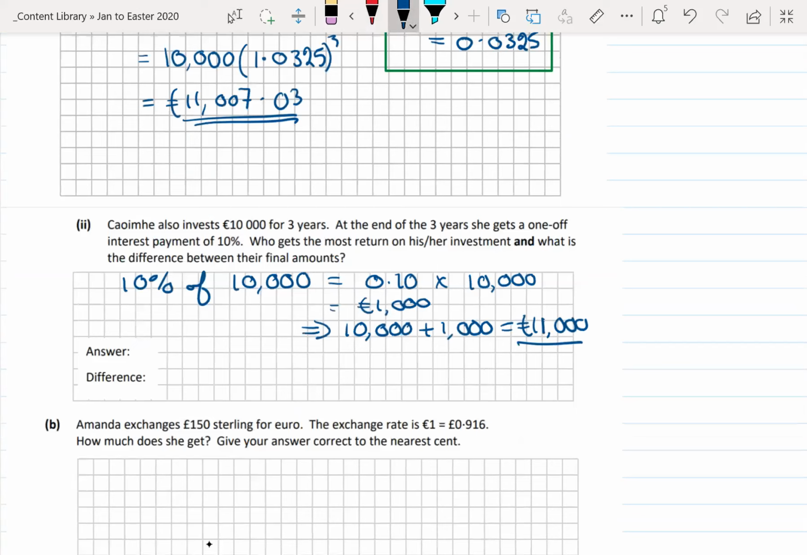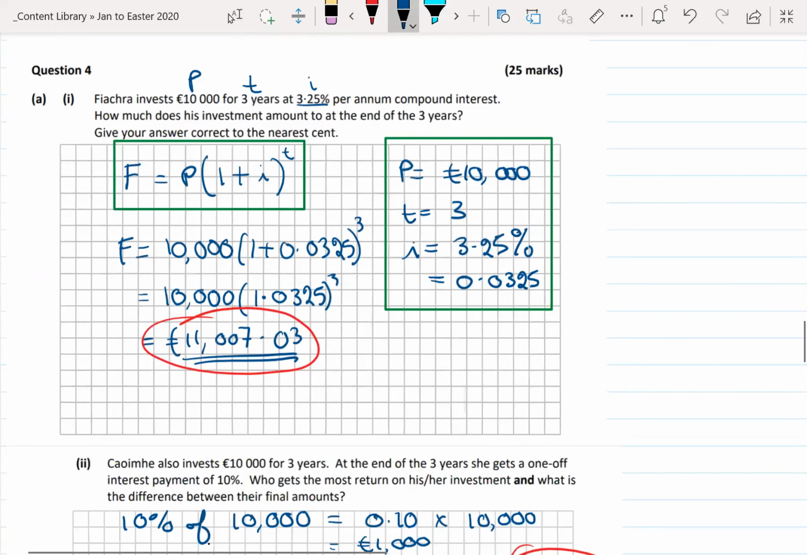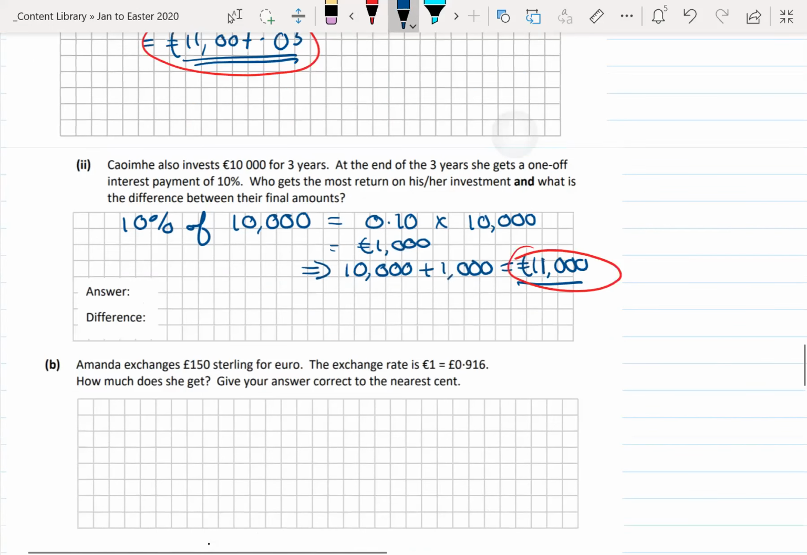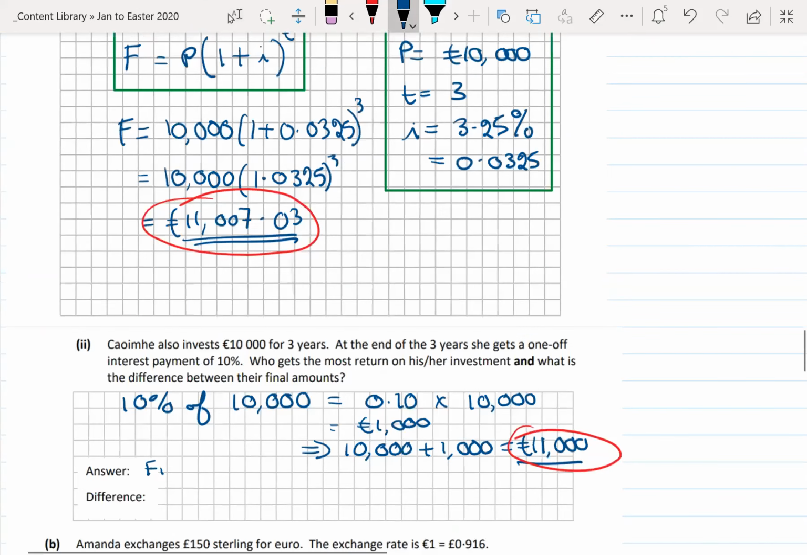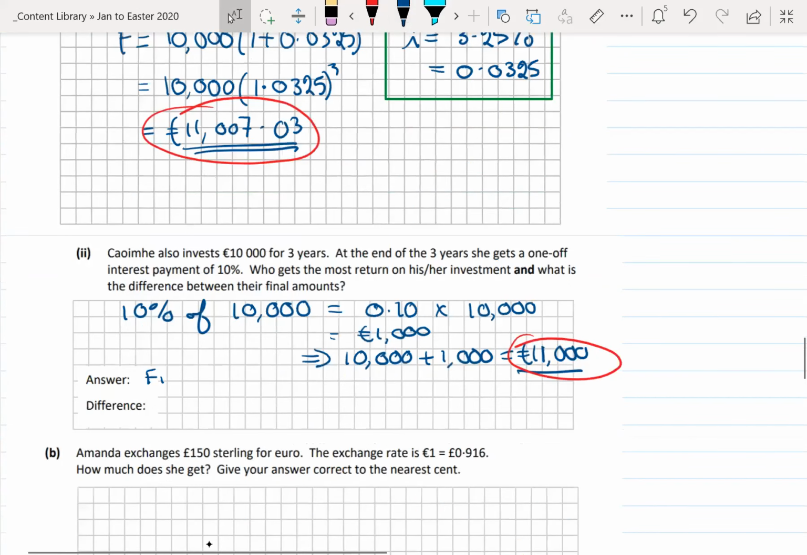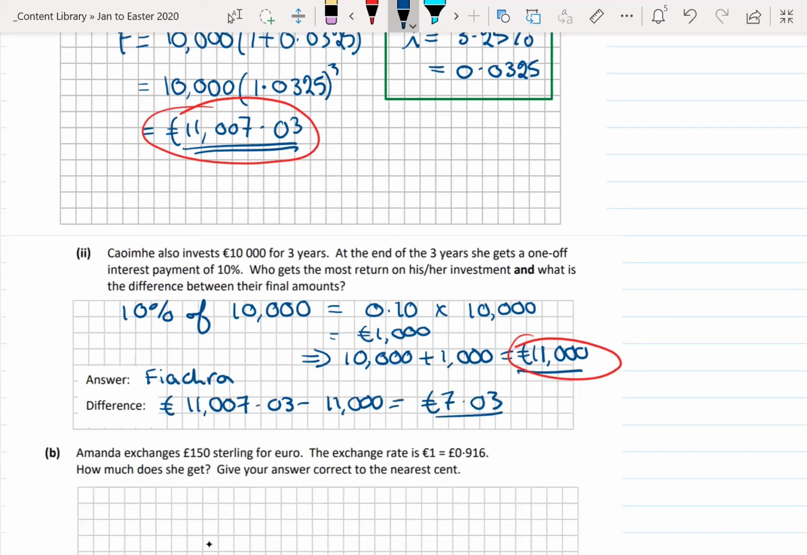We have to compare this with this, and I can see that Fikra ends up with more. So the answer is who gets the more? Fikra is the answer. Fikra gets the more. How do we spell Fikra? F-I-K-R-A. The difference is, well, the difference between what Fikra gets, 11,007 and 3 cents, minus 11,000. So it's very, very close. It's only 7 euros and 3 cents of a difference.